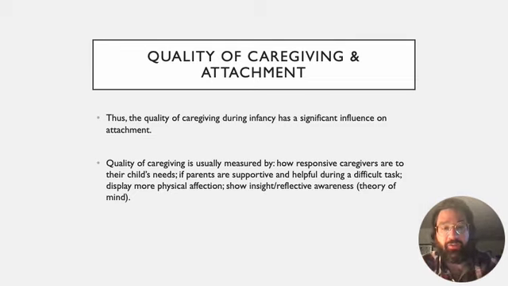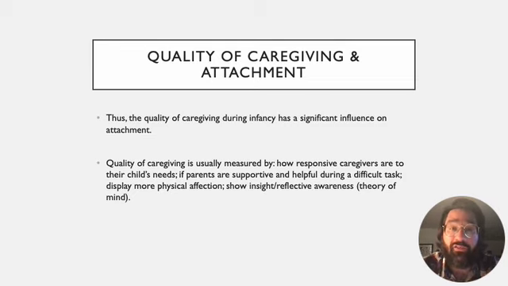Okay, so the quality of caregiving and attachment are really intimately related. The quality of caregiving during infancy has a significant influence on attachment. And how do we measure quality of caregiving? Because again, how do we operationalize or measure attachment behaviors in these studies? Well, what we're looking for is how responsive caregivers are to their child's needs, right? If the child appears to be in need of comfort, proximity, touch, whatever, that parents are responding to those needs in a relatively prompt way. If parents are supportive and helpful during a difficult task, so if they see their child struggling on something, that they're providing timely support and help, that they display more physical affection, hugging, kissing, cradling, and that they show insight, reflective awareness, that parents are able to reflect on how their behavior, how their actions play a role in those interactions with their children, right?